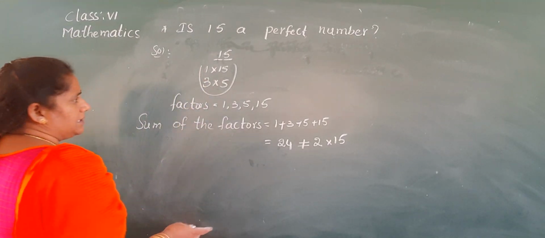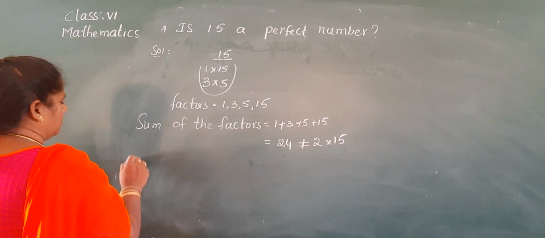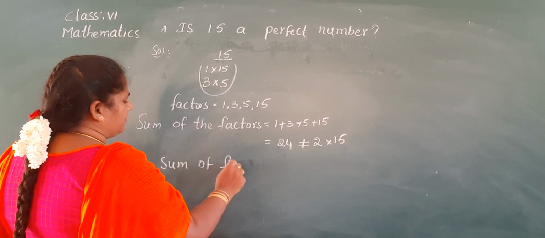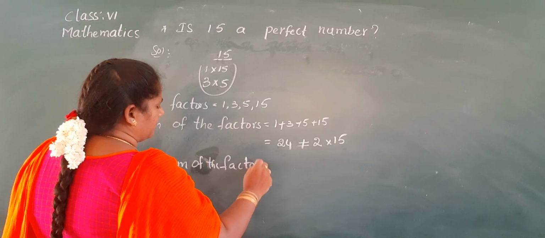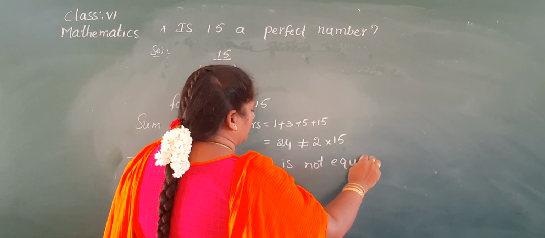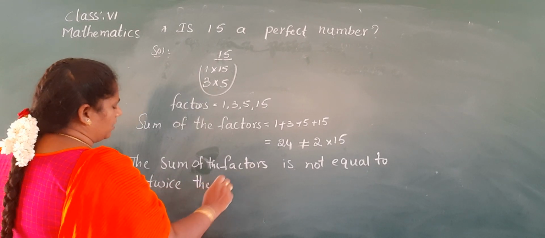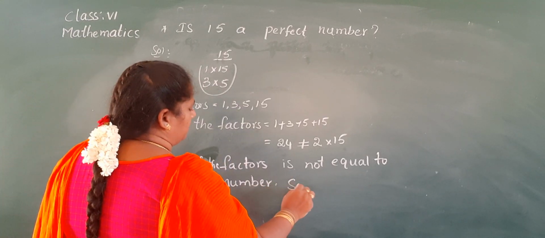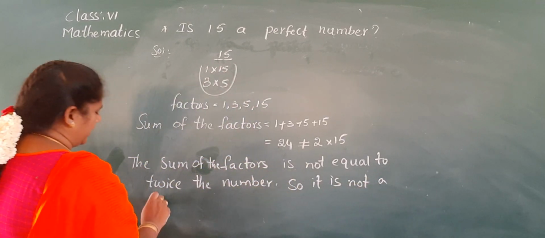Is it clear to you, children? The sum is not equal to twice the number. So we will write that only. The sum of the factors is not equal to twice the number. So it is not a perfect number.